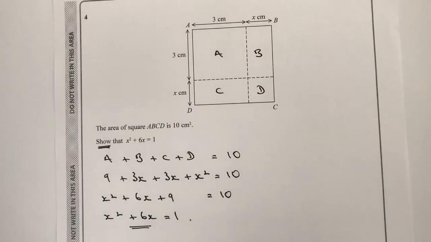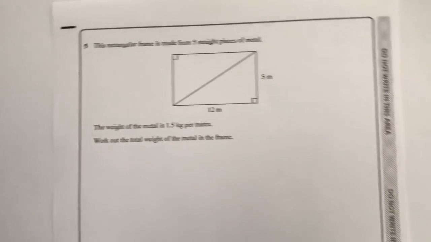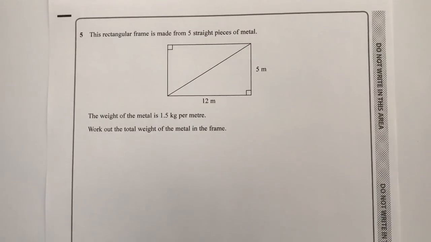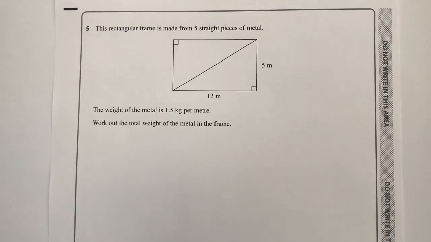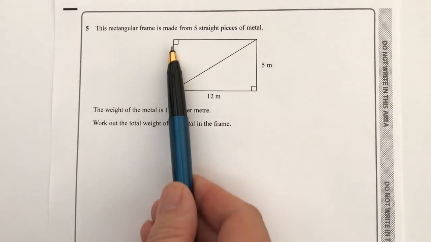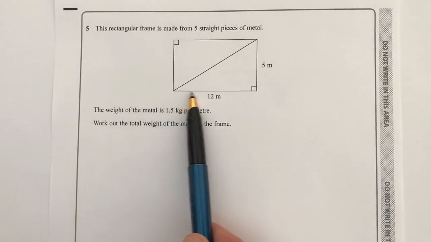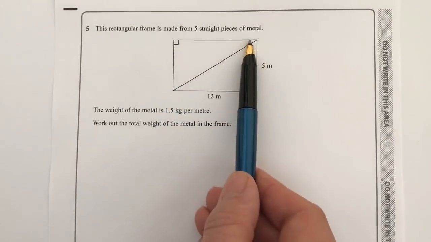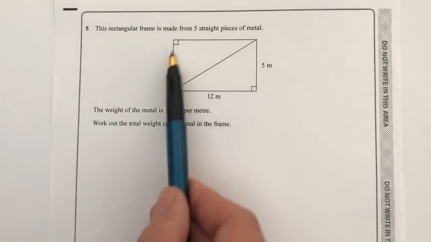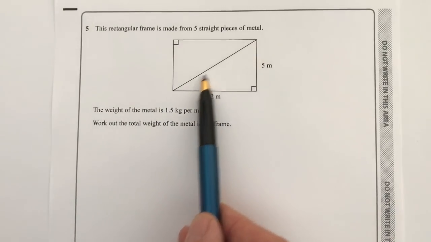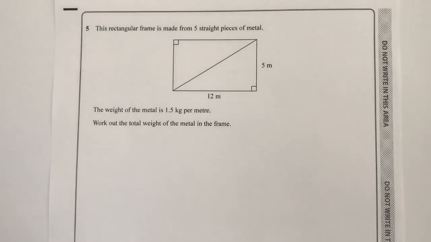Okay, let's move on then to question number 5. And question number 5, we've got a rectangular frame is made from 5 straight pieces. Well, let's just check that to be true. So we've got this piece, that's 1, 2, 3, 4. So there's 4 pieces around the perimeter, and then 1 piece across the middle. So they're absolutely right. It's made of 5 pieces. And then it says the weight of the metal is 1.5 kilogram per meter. Work out the total weight of the metal in the frame.